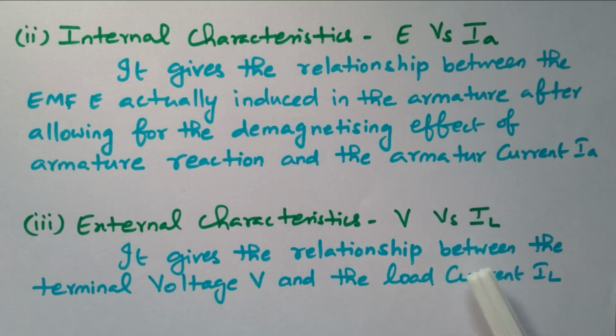So initially we give the field current, the excitation. That is the magnetization curve. Thereafter EMF is induced inside the armature. That is the internal characteristics. After some drops and losses, the voltage available at the output side is the external characteristics, terminal voltage versus load current IL. Now we will see the characteristics one by one.